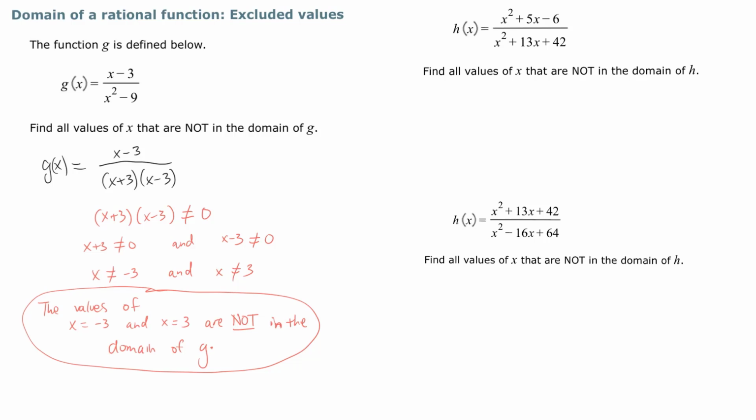There is a second and third part. So there are more examples. There's example B and example C. Find all values of x that are not in the domain of h. Once again, you tackle this problem by factoring. Well, I don't even need to factor the numerator. We just need to factor the denominator, because the domain of a rational function has everything to do with the denominator and not the numerator.